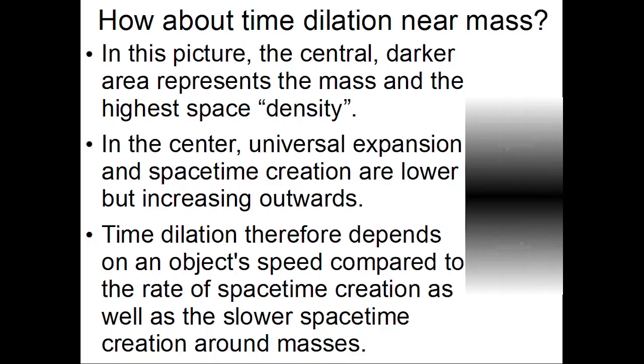In this picture on the right, the darker area represents the higher space density concentration, with mass being somewhere inside the dark shading. Notice that the shading is continuous from very dark in the center to white at the edges. The darker the shading, the slower space-time creation. At the center, time and universal expansion are at a minimum for that mass.